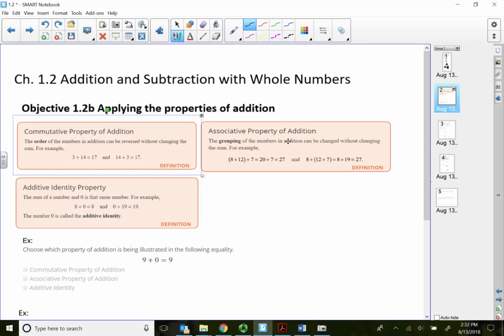All right, associative property says the grouping of the numbers in addition can be changed without changing the sum. What that means is, if I do 8 plus 12 first, then add on the 7, it's going to be the same as if I do 12 plus 7 first, then add the 8. And that will give me the same answer. So under associative property, we are allowed to add any two numbers first of our choice and still come up with the same sum. Commutative property is saying we can swap the order of my numbers, and the sum will still be the same.